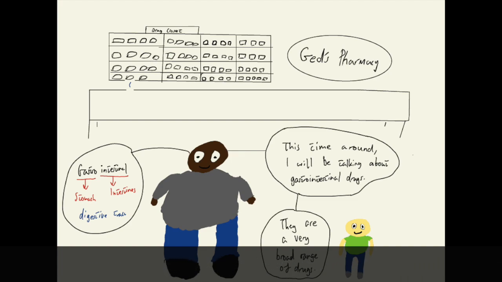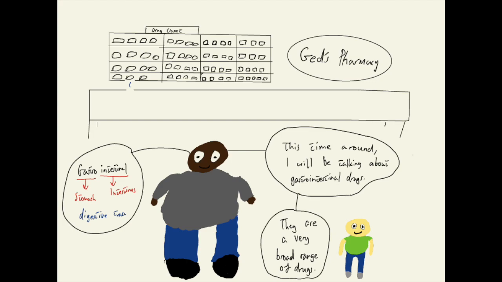Today, you are going to learn all about gastrointestinal agents. We can divide the word gastrointestinal into two parts, gastro and intestinal. Gastro relates to the stomach and intestinal relates to the intestines. Gastrointestinal agents form a broad range of drugs used to treat stomach/intestinal related symptoms.